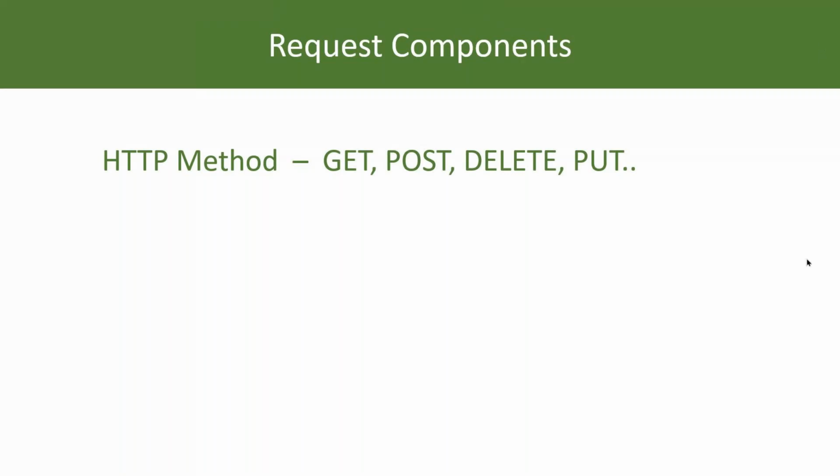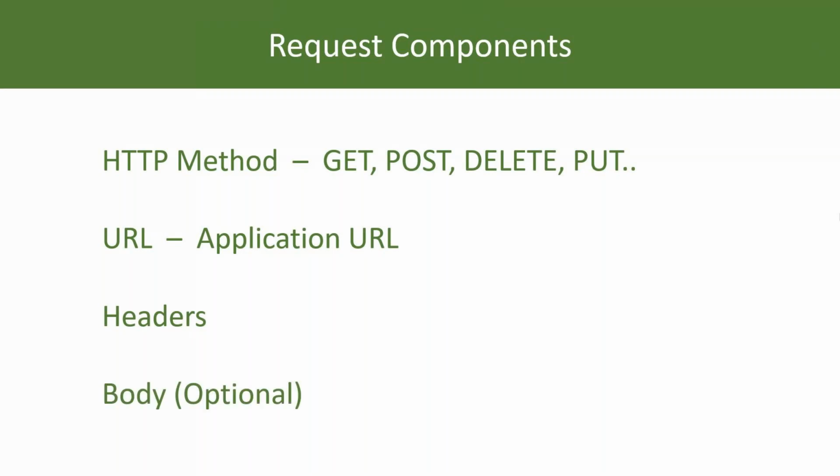Then there is a URL, the application URL, also called the endpoint URL. This is the second component. Then there are headers. These headers are the attributes. There could be a lot of header attributes. Some of them are mandatory, most of them are not mandatory or not required.